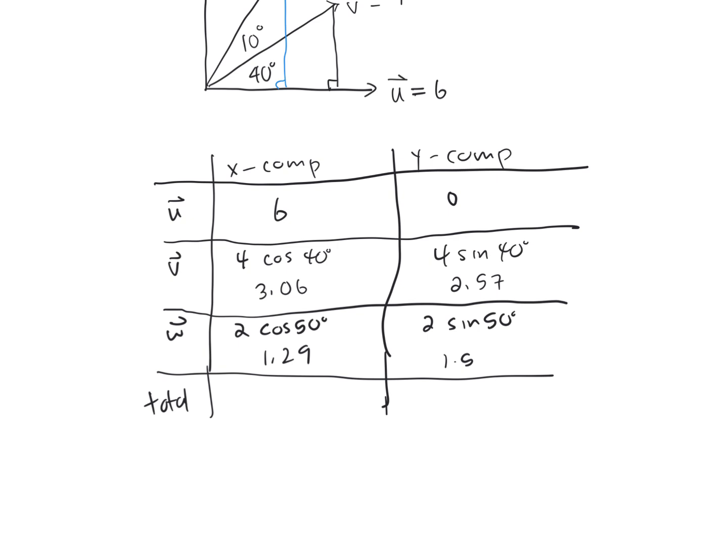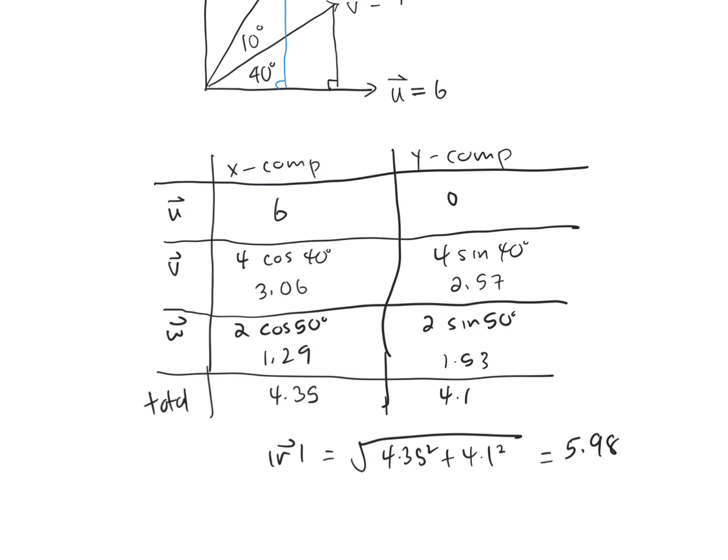So we'll put these values in here and then we'll just total them up. So the total for the x is 4.35. Total for the y is 4.1. And then we can just use Pythagorean theorem to find the resultant vector. So we've got 4.35 squared and 4.1 squared to find the resultant magnitude. And we get a final magnitude of 5.98.